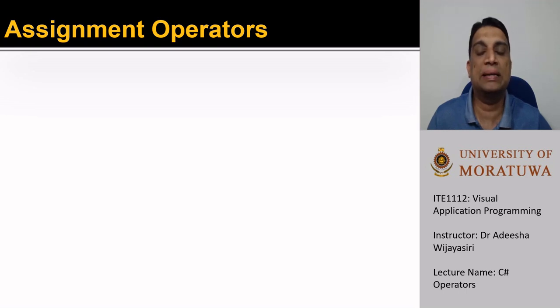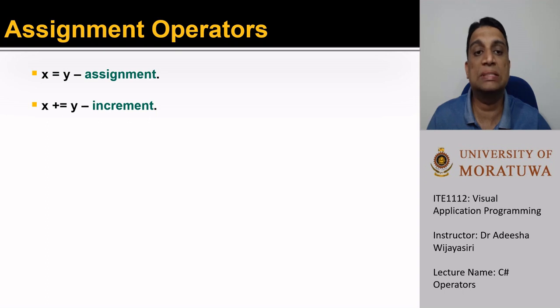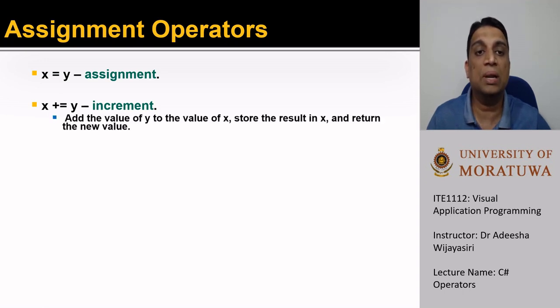The next category of operators is assignment operators. Assignment operator is denoted by equal sign and can be used to assign a value to a variable. Also, there are multiple compound assignment operators as well. Plus and equal denote add an assignment. In the given example, this will add the value of y to the value of x, store the result in x and return the new value. So it is equivalent to x equals x plus y, except x is only evaluated once.